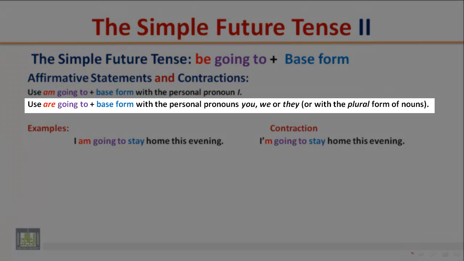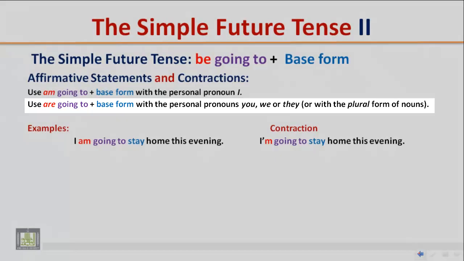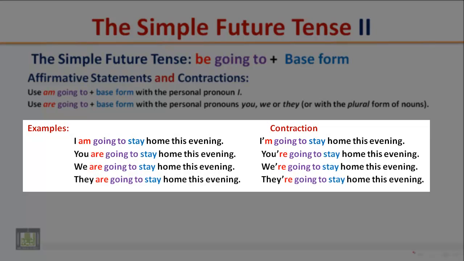Use are going to plus base form with the personal pronouns you, we, or they, or with the plural form of nouns. Examples: We are going to stay home this evening. We're going to stay home this evening. They are going to stay home this evening. They're going to stay home this evening.